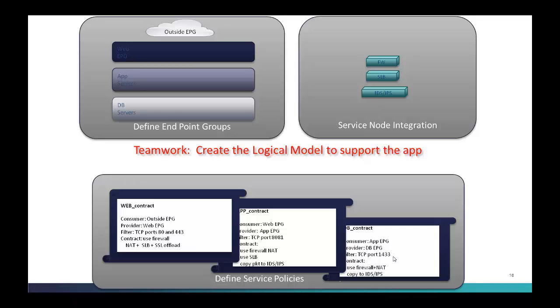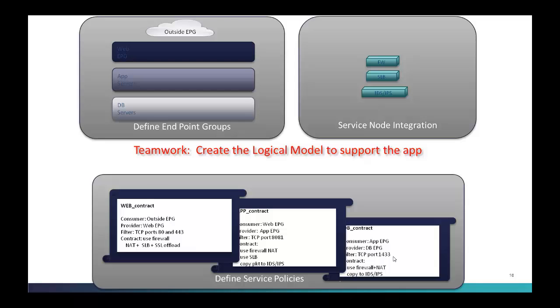So EPG is defined, service node integration defined, contracts defined, and you can only fit so much into this page, but that would obviously be under the bridge domain, the VRF, etc., etc. But it's fairly intuitive hierarchy. You start with the top thing first, the customer, and then the VRF, etc., etc., etc.